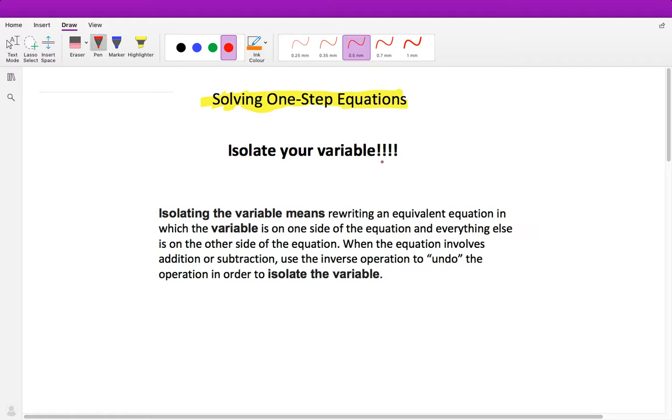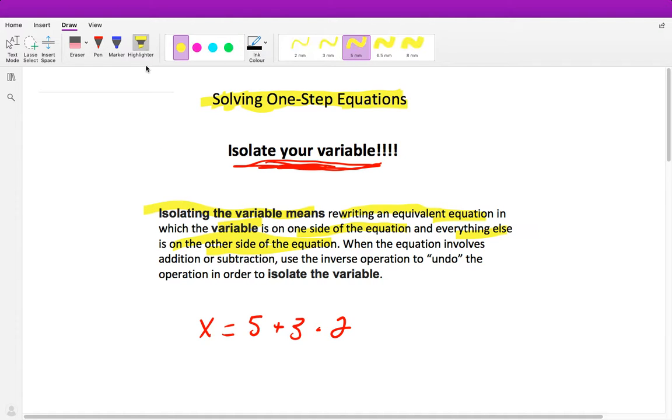And one of the things that you need to do that some of you were not doing is you need to isolate your variable. And what that means, isolating your variable, is rewriting an equivalent equation in which the variable is on one side of the equation. So that means we're trying to get our variable x all by itself on one side of the equation, and everything else is on the other side of the equation. So if we were doing 5 plus 3 times 2, whatever it is that we're doing, everything else is on one side of the equation, and our variable is all by itself on the other side.